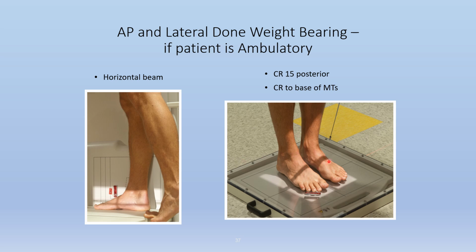AP weight bearing. This is bilateral, which the central ray is angled. You can see that 15 degrees posteriorly, and it's placed between both feet at the base of the metatarsals. If it was one foot unilateral, you would still angle 15 posterior, but you would center to the base of the third metatarsal on one foot. Since they're doing both, they have the IR placed landscape with both feet on there. If it was one, you would turn this so that it would run portrait with the long axis of the foot.